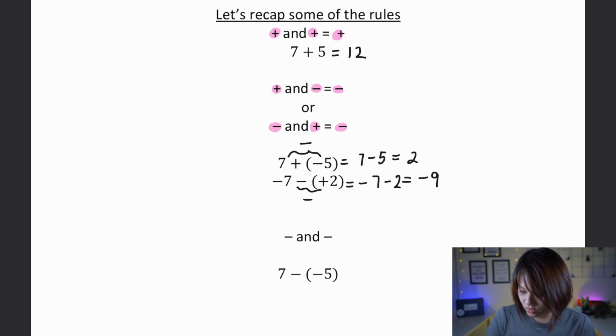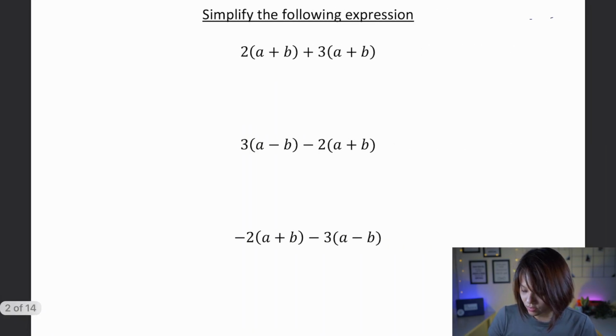The last rule is a negative and a negative will give you a positive. For example, if you have 7 minus minus 5, remember minus minus will give us a plus, which gives us 7 plus 5, which is equal to 12. So let's apply some of the rules here.